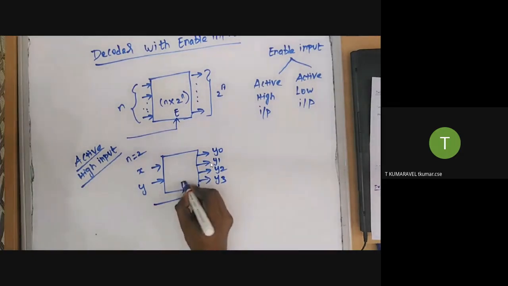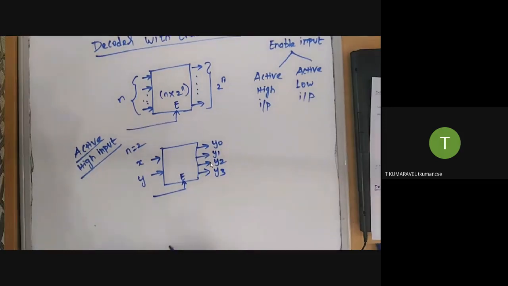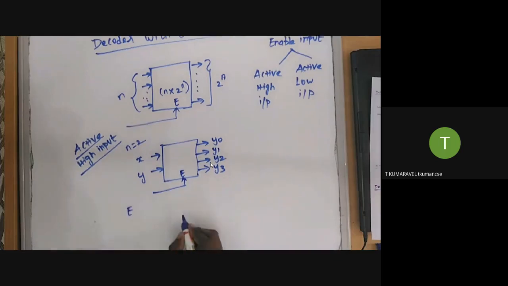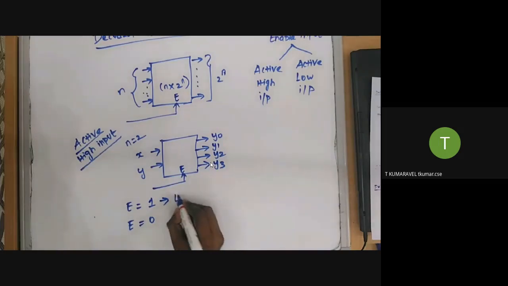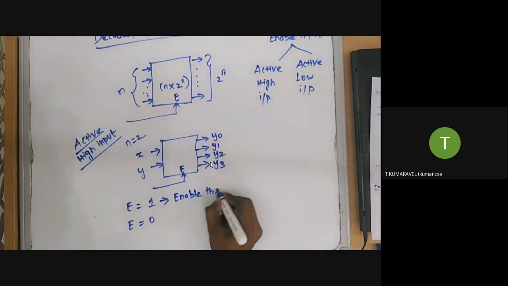Here I'm going to provide an enable input. E is associated with two values, one is 1 and another one is 0. Whenever you provide input as 1, what happens? It's going to enable the circuit.